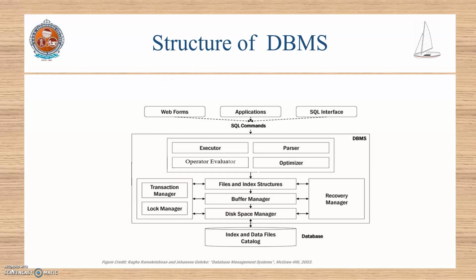The file and access methods layer supports the concept of a file and indexes. The buffer manager brings pages in from disk to main memory in response to read requests. The disk space manager is the lowest layer of the DBMS and deals with management of space on disk.